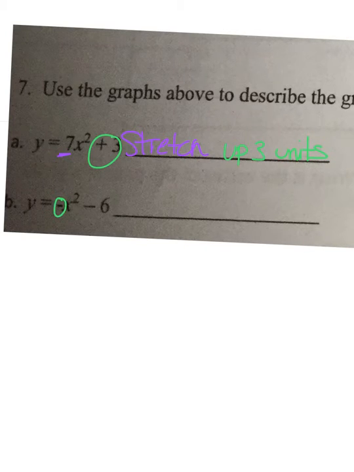This negative out front was a reflection over the x-axis, and that -6 moved the graph down 6 units. So that's B. Let's look at the last two before we flip the page.